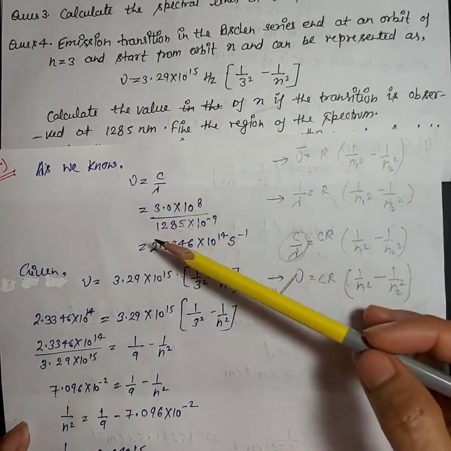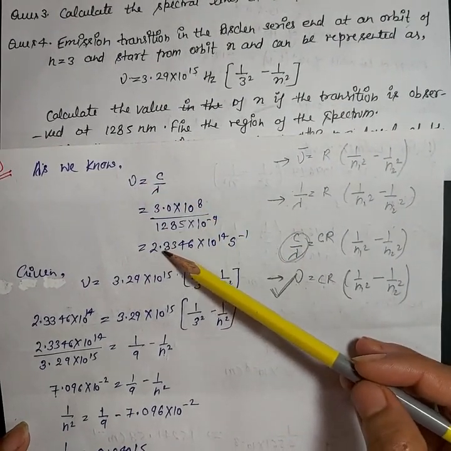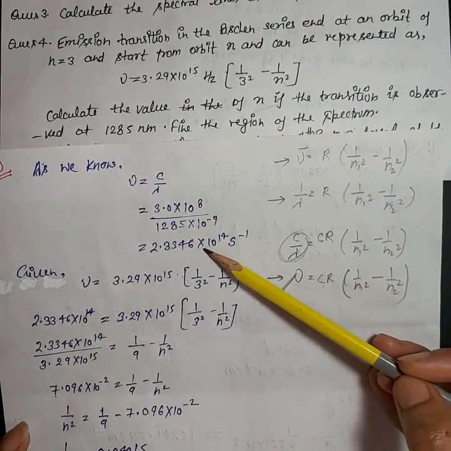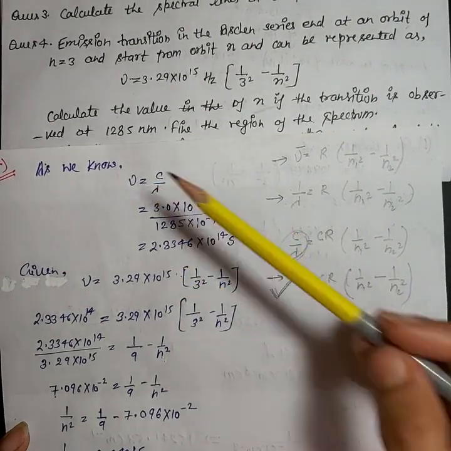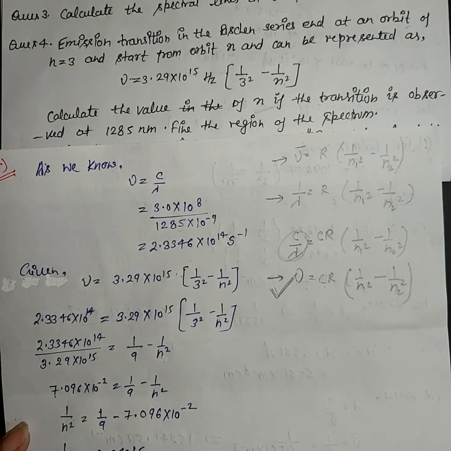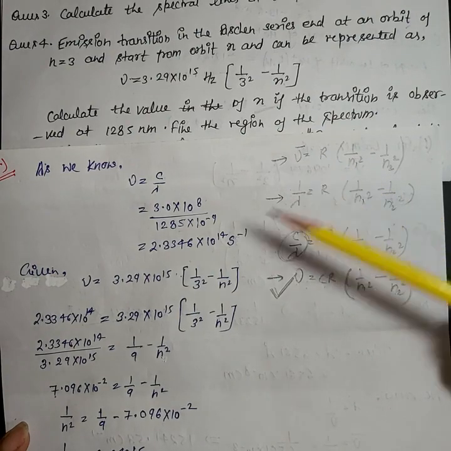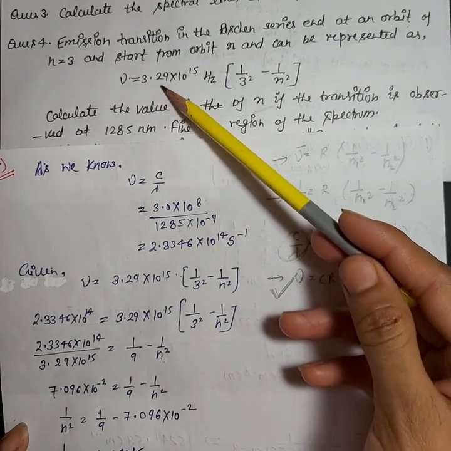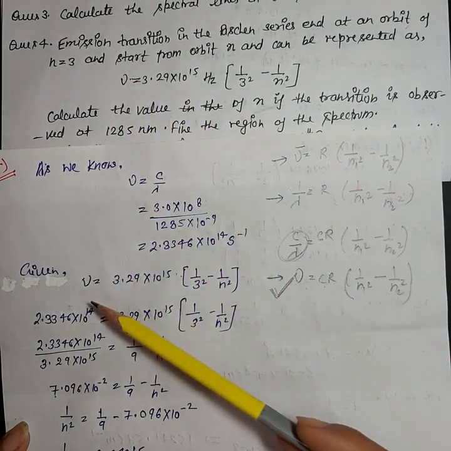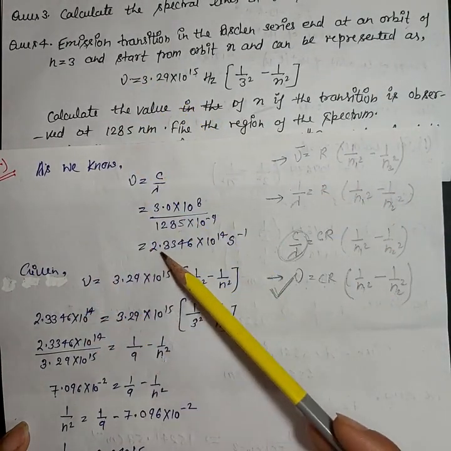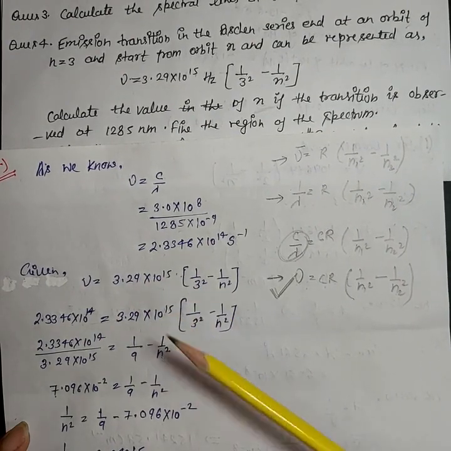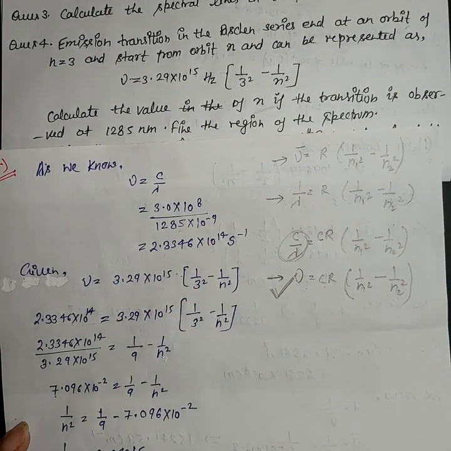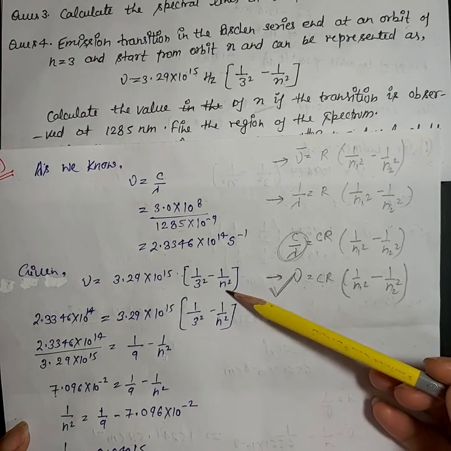So in this way we will have nu equals 2.3346 into 10 to the power 14 second inverse. So this is the value of nu. Now we can put this value in the Rydberg equation. In place of nu we will put this value, and 3.29 into 10 to the power 15 is given, and 1 upon 3 square minus 1 upon n square.